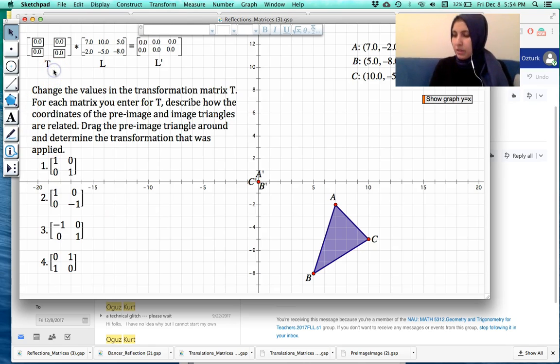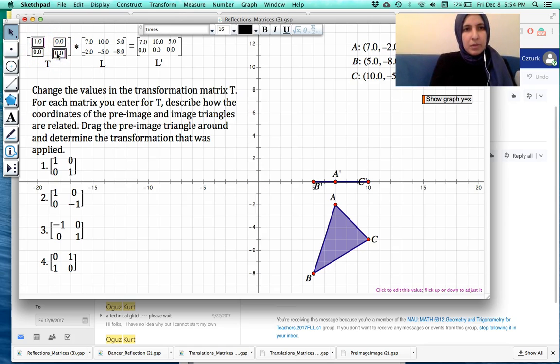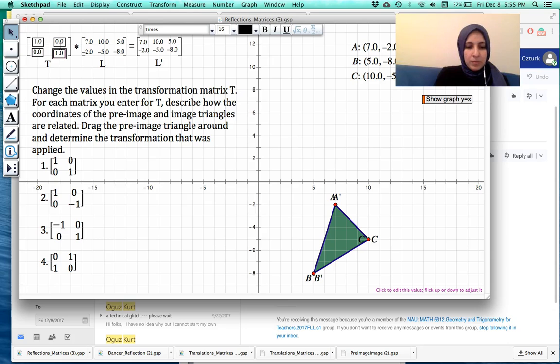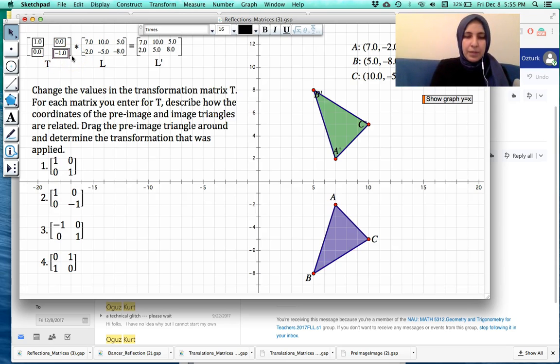It wants me to write for A, 1, 0, 0, and it must be 1 there. And I got the same triangle. What about B? 1, 0. It reflected over itself for A. And if I write there minus 1, as you see, it reflected over the x-axis.